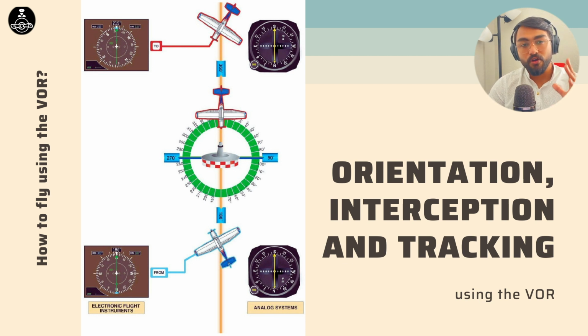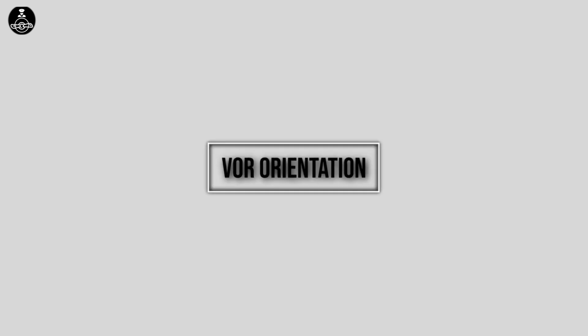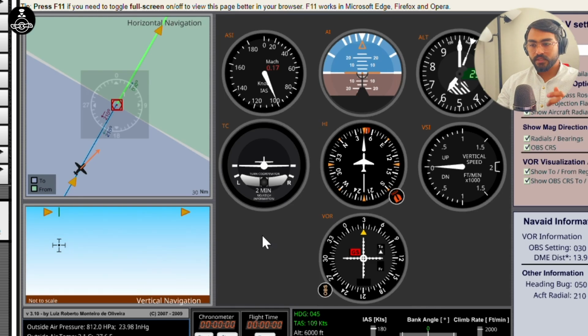A lot of common errors occur because of to and from indication, not understanding the CDI, not knowing what to put on the OBS, etc. In this video we will uncover all of these things in a very structured and simple manner. I'll walk you through the process of navigation using VOR. We will be using examples to understand how to use the CDI, what is to or from indication, what is zone of ambiguity, cone of confusion, etc.